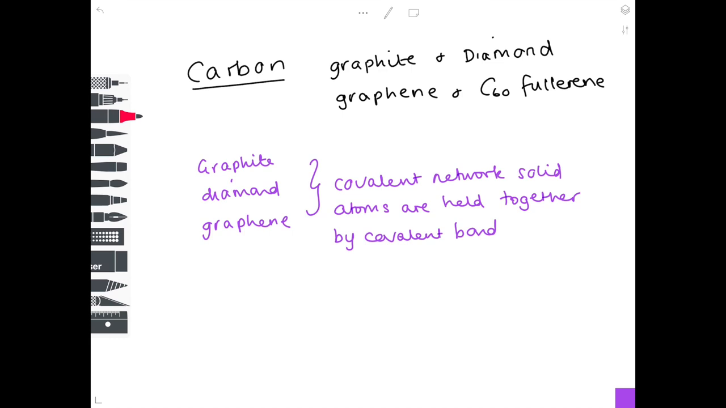At GCSE, you might have met another giant covalent structure called silicon dioxide, which is sand. Again, a 3D structure made up of many strong covalent bonds. The crucial thing to notice here is the allotrope C60 fullerene is completely different. It is not a covalent network solid. It is in fact molecular, and so we'll see very different properties arising from this fact.